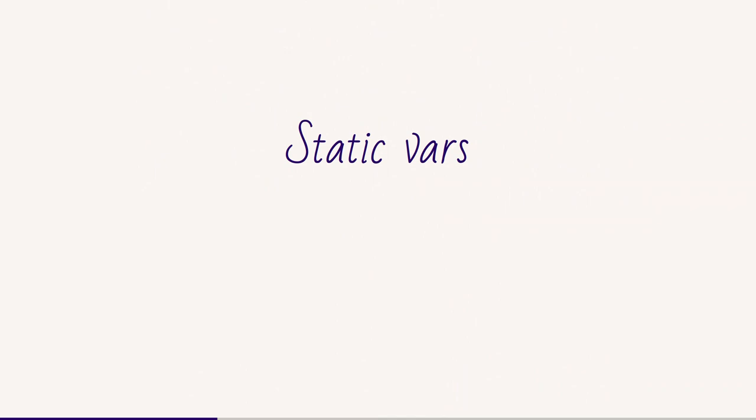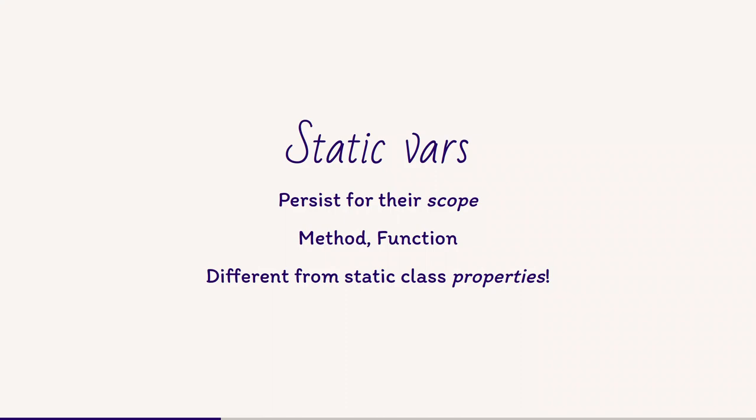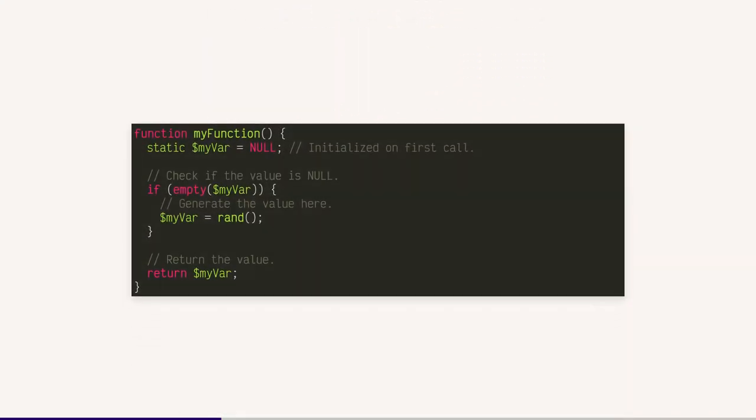A lot of this has to do with static variables. Now, static variables persist within their scope, typically a method or a function. And these are different from static class properties. So here we actually have a class. I could barely see it from way back there, so hopefully you can still see it. Again, the presentation is online if you want to look at it later. So we have a function, and we have a static variable called myVariable, and this is initialized the first time that this is called during the first anonymous request. Afterwards, we are going to check to see if that value is empty. We initialize it as null, so it's empty, so we're going to initialize it here. Now the value is no longer empty, and then we return it.